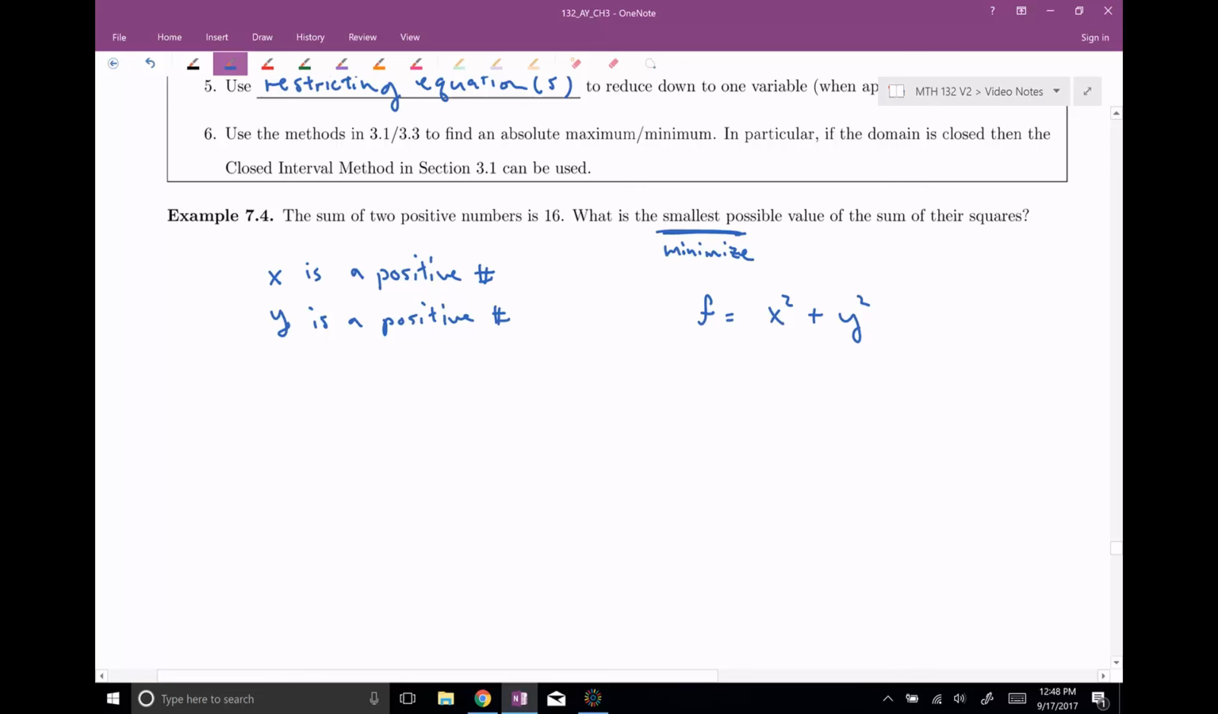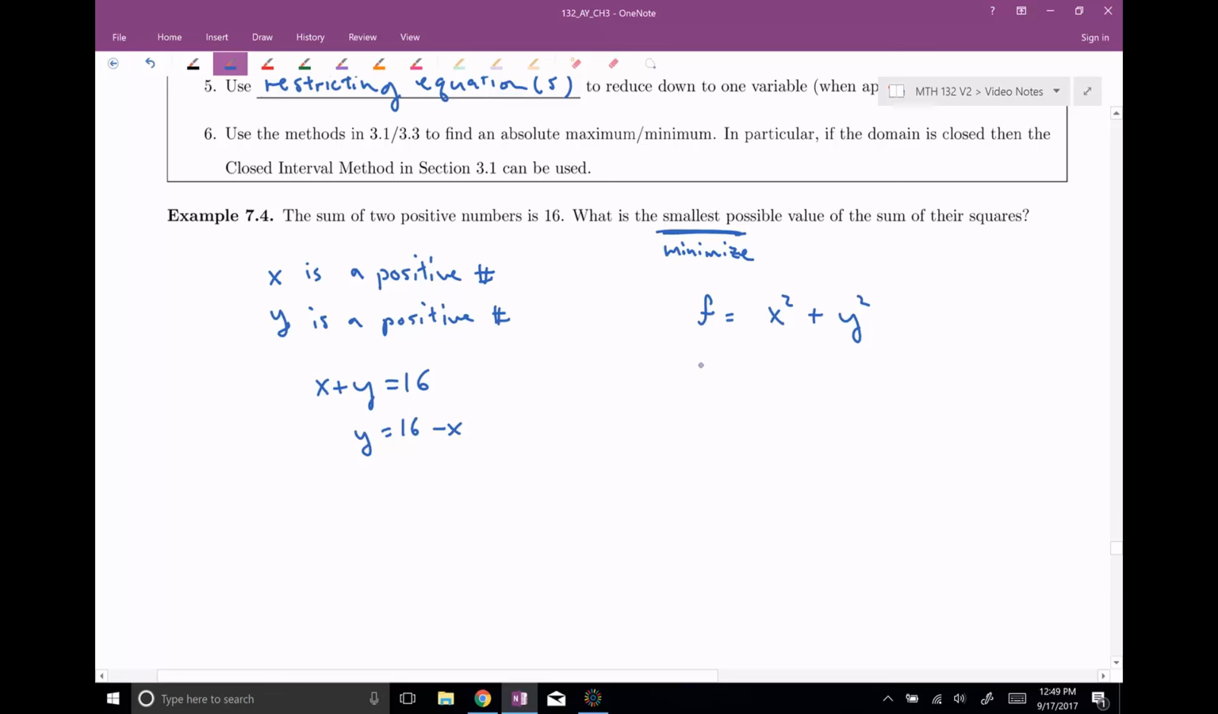And now we want to find restricting equations, right? Because again, there's two variables here. I don't know how to find the minimum or maximum of something with two variables. So we need to restrict down to just one variable. So that's where we're going to use this fact back here. The sum of these two positive numbers is 16. So if I was to just take the regular old sum, we would get 16. So now we can go ahead and maybe solve for just y or for just x. So I'm going to solve y equals 16 minus x. So this is a way to relate together the x's and the y's.